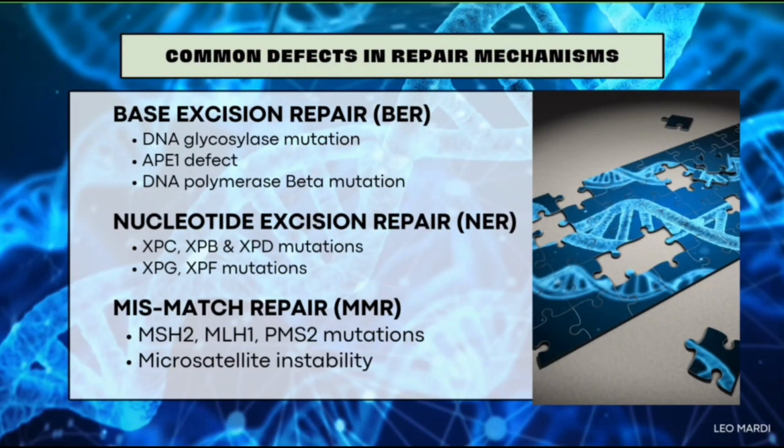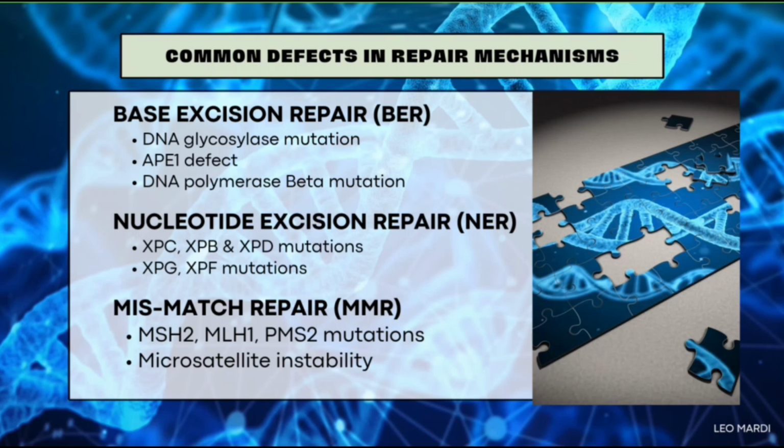Let's look at some examples. In base excision repair, mutations in enzymes like DNA glycosylase, APE1 defects, and DNA polymerase beta mutations can stop the repair of small DNA damage. In nucleotide excision repair, if proteins like XPC or XPB and XPD are mutated, the cell cannot remove bulky DNA damage, like damage from UV light.